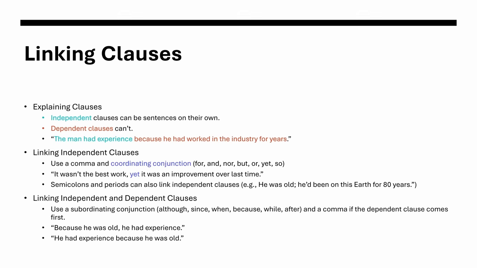So because he was old, again, we have another one of those dependent clauses that starts with because, he had experience. We have a comma there because the dependent clause comes first. Or if we kind of switch that around, we put the dependent clause second, we won't need that comma, right? He had experience because he was old.